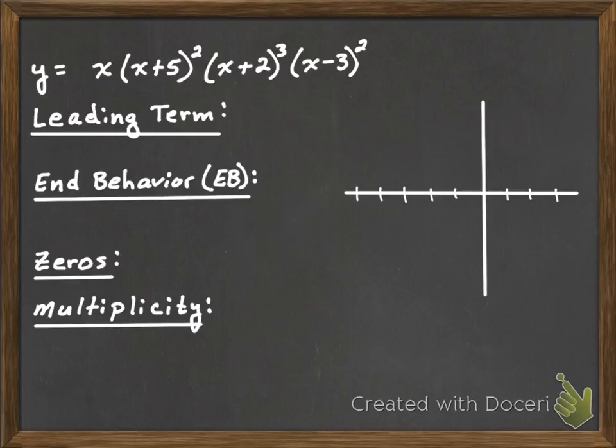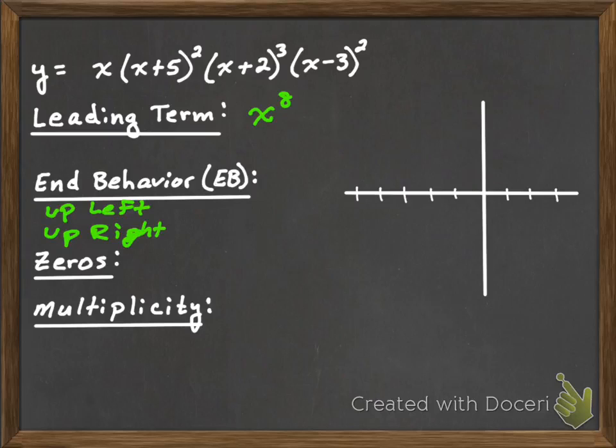All right, and the last problem we have here, leading term. So we have an x to the first power, an x times an x squared times an x cubed times another x squared. It's going to give you 1, 3, 6, 8, x to the 8th power. Even exponent and a positive coefficient, which means we're going to go up to the left and up to the right.